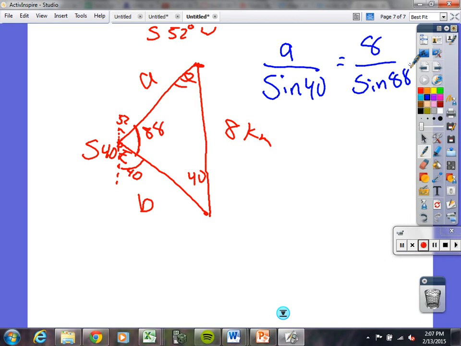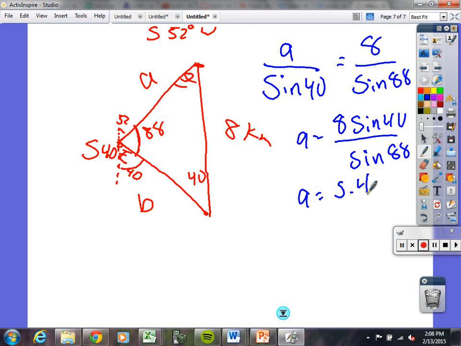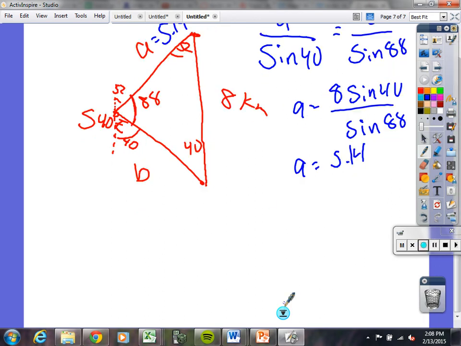It's really simple. All we do is what? 8 times the sine of 40 over... Not pulling it up because it takes too long. 5.14. Okay, and then we got to do B. How are we going to set up B? B over sine of 52 equals 8 over sine of 40.